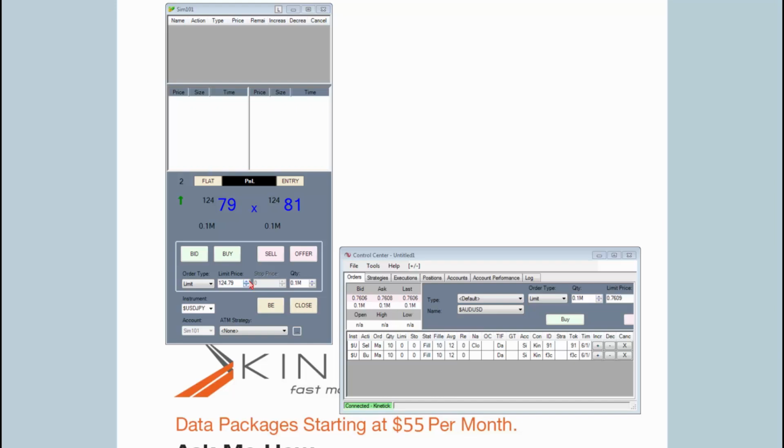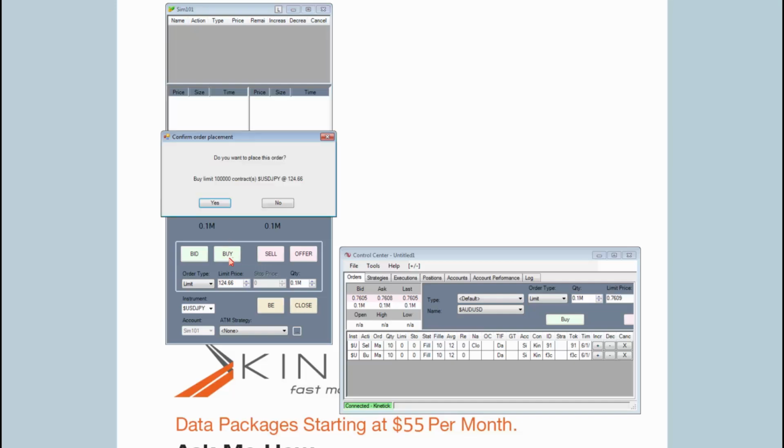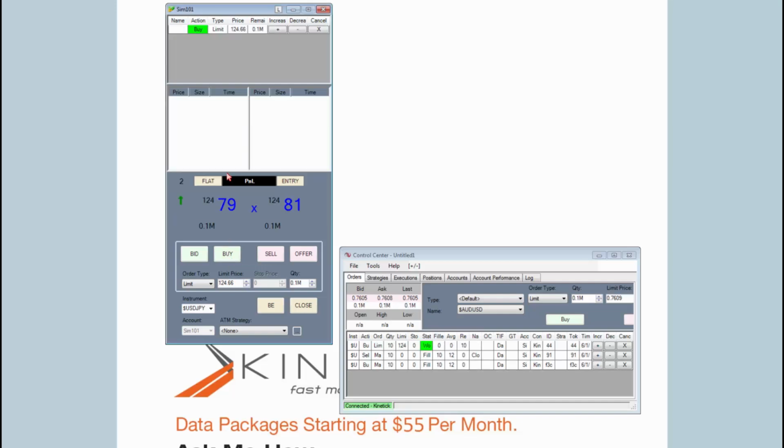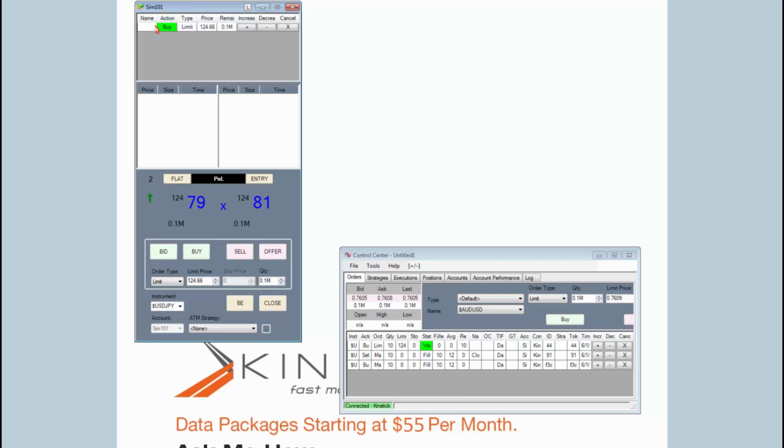Now, if I want to increase or decrease this price before I place it, I can just use the up or down arrows or scroll my mouse wheel as I'm doing now. And so let's go ahead and place a buy limit. Let's place that well below the market here. And now you can see this order is active. We can see it listed at the top of the window.